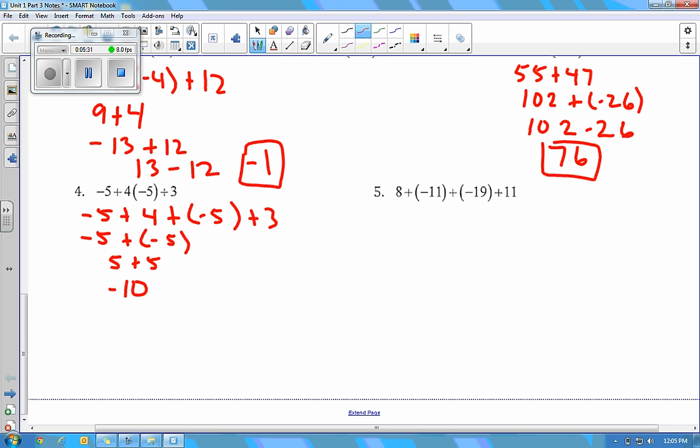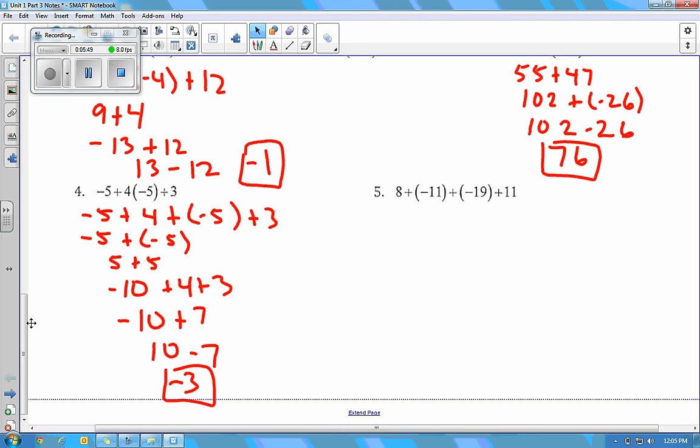Then I'm going to add plus 4 plus 3. I add those 2 positives together, and I know that's 7. That's pretty straightforward. Now I have -10 plus 7. Opposite sign, so I subtract bigger minus smaller, gives me 3. I take the sign of the bigger, which is negative. I'm going to let you guys do number 5.